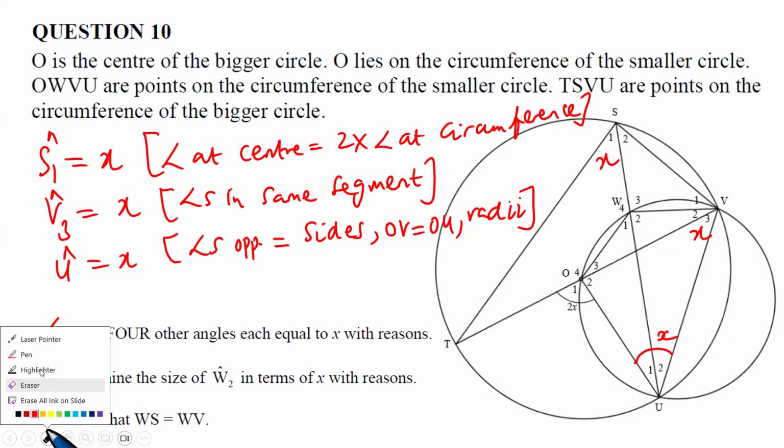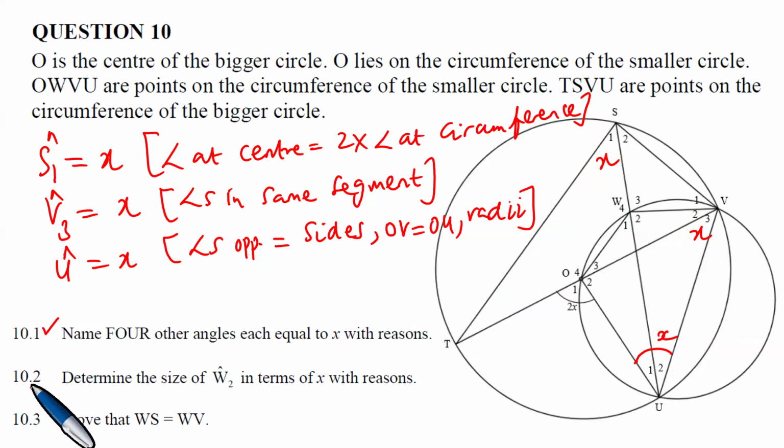I don't think I know the other one. Thank you for trying. That's what makes the lesson. However, we are able to see clearly that the angle W1 and the angle V3 are equal angles.